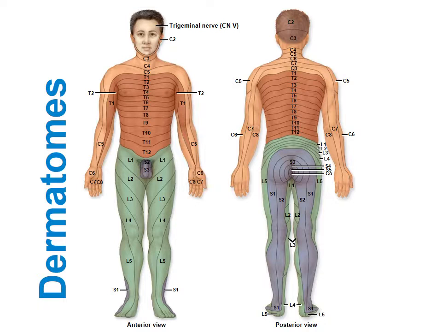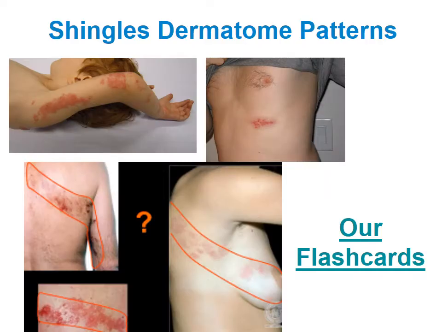A region of the skin innervated by a specific spinal nerve is called a dermatome. You can see a dermatome map here. They're used to determine affected spinal nerves with injuries.